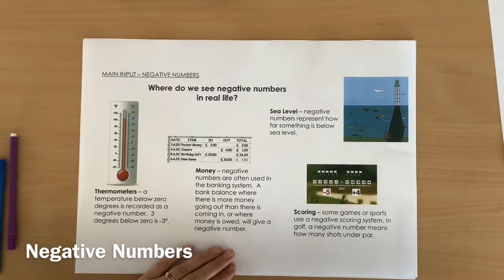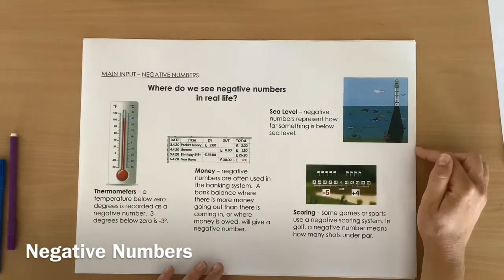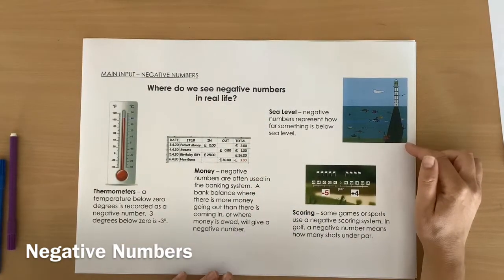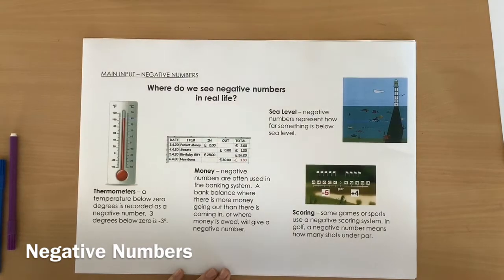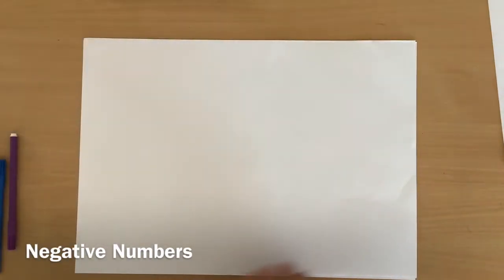Money, if you owe money, then that will be a negative amount. We talk about the measurement of something below sea level using negative numbers. And sometimes in a game like golf, you might see some negative numbers talking about the scoring system. Okay, so that's where negative numbers are in real life. Let's have a little talk about how they work.